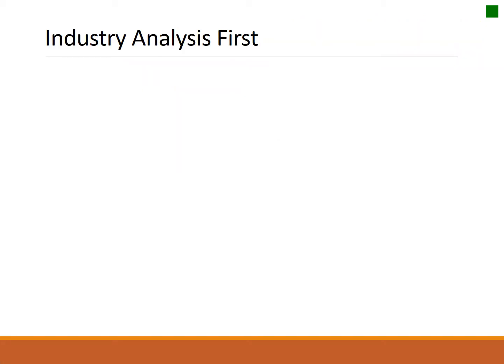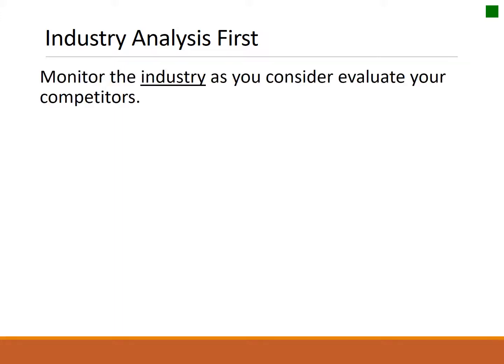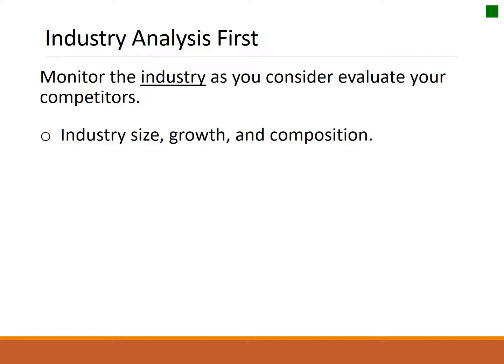At this point then, we want to be able to understand the industry that we're in, and this includes monitoring, evaluating, and being very clear about the scope of the industry in which we compete. We may analyze the industry at a meta level, thinking about the industry size, growth, and composition, which would include total units sold, total demand for product across all firms, the number of firms that are there, and so forth.